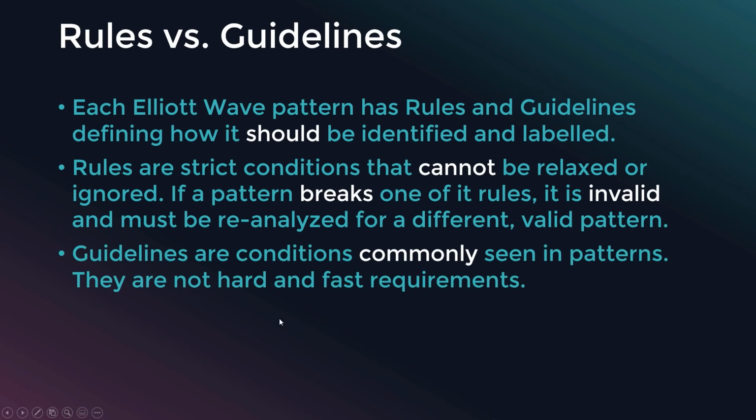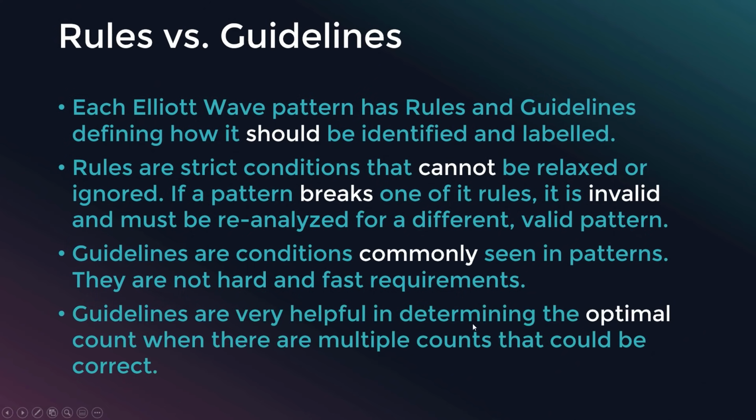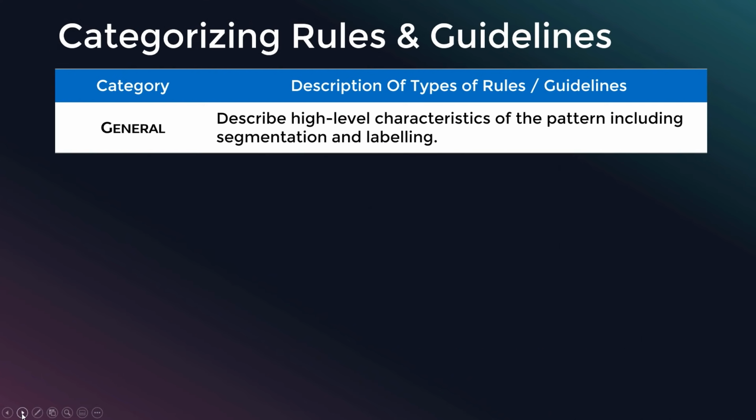Guidelines are conditions commonly seen in patterns. They are not hard, fast requirements. Guidelines are very helpful in determining the optimal count when there are multiple counts that could be correct. So there are times when, okay, it could be doing this or it could be doing that. I think this slide here is extremely important because this is where a lot of the criticism comes from people that don't fully understand Elliott Wave. And when a pattern relabels, they immediately jump to the conclusion, oh, see, Elliott Wave doesn't work. No, the greatest benefit of Elliott Wave is that it immediately changes if there is a pattern that's not working.